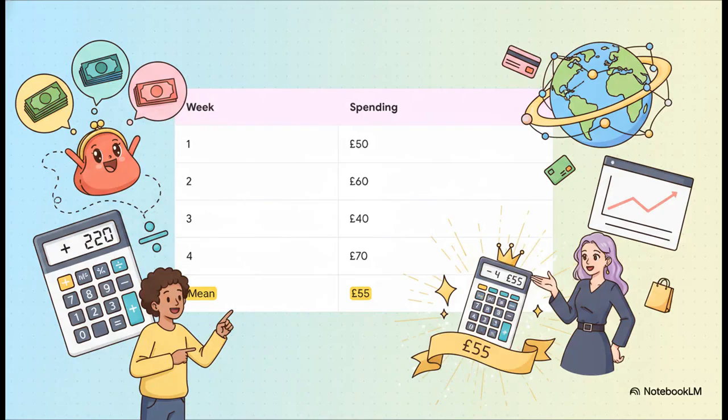So let's see this thing in action. Take a look at this table. It's super simple. We've got 4 weeks of grocery spending. 50 quid, then 60, then 40, then 70. Okay, add them all up. That gets you to 220. Now divide that by the 4 weeks, and boom, your mean weekly spend is 55 pounds. See that? One single number just summed up your whole month of shopping.